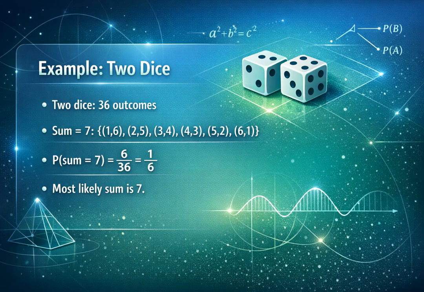2 dice example. There are 36 equally likely outcomes. To find probability that sum equals 7, count the favorable pairs. (1,6), (2,5), (3,4), (4,3), (5,2), (6,1). That's 6 outcomes. Probability equals 6 over 36 equals 1/6. Sum of 7 is the most likely outcome when rolling 2 dice. Understanding the sample space is crucial.